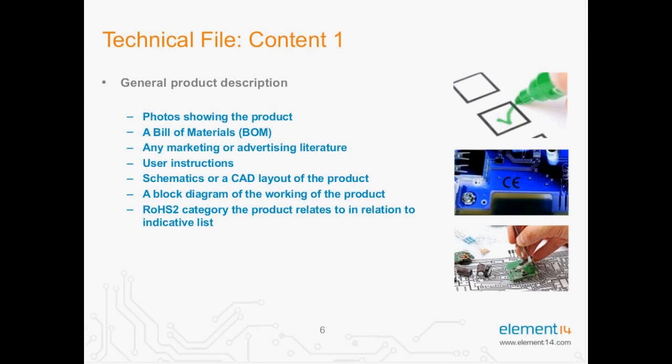A block diagram of the workings of the product, so that's simply an overview of the function of the product. So if there are several sub-assemblies within the electronic workings of your product, for example, you may want to describe how they interact with each other and their function. And then this is quite an important one, an identification of the RoHS categories, which was on the slide two slides ago. This simply shows which category of RoHS your product falls into, and you've identified being pertinent to your product.